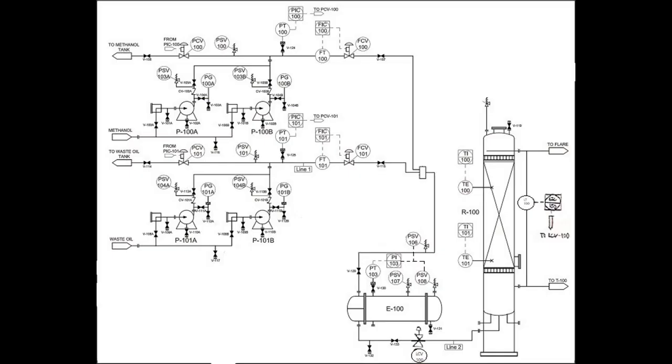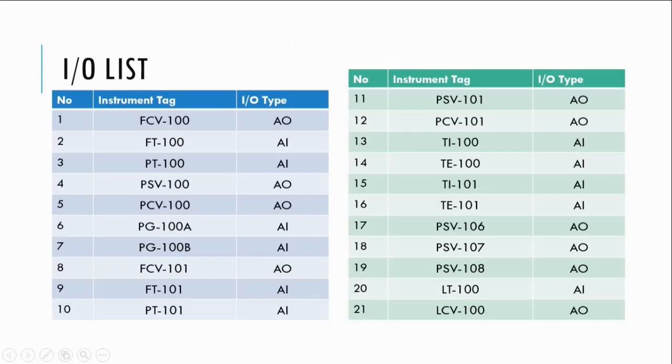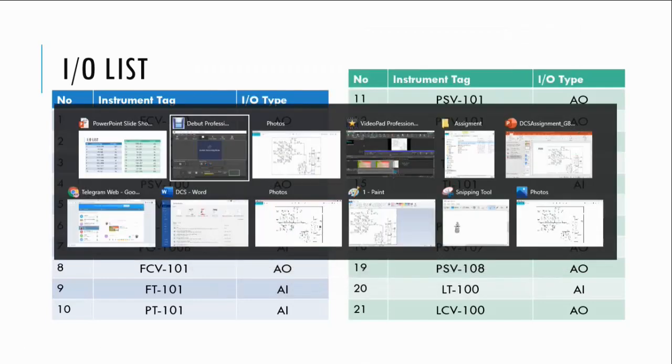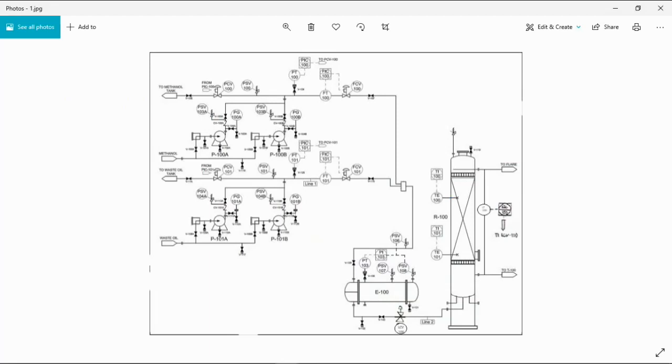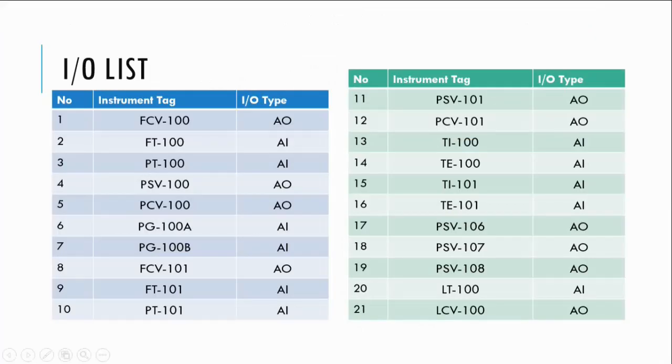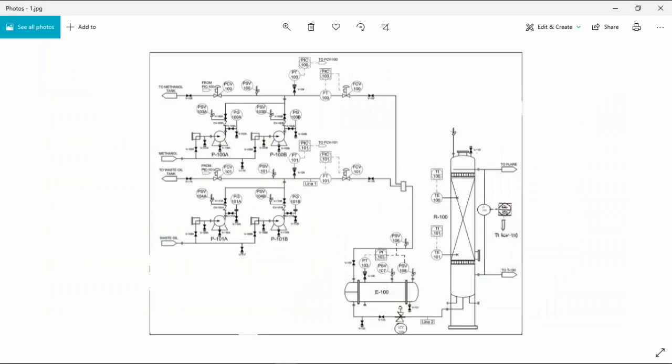Hello, I'm CJ. I will explain the I/O list and also the control loop. So here is our diagram for the P&ID. The I/O list is shown here. We have 21 inputs and outputs, mostly analog input and analog output. From here you can see that SCV100 is analog output because the DCS is giving a signal to the instrument. FT100 is analog input because the DCS is receiving a signal from the instrument.